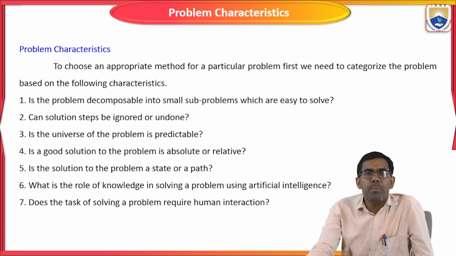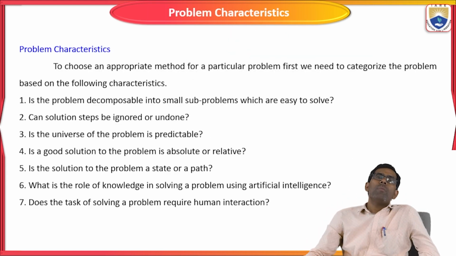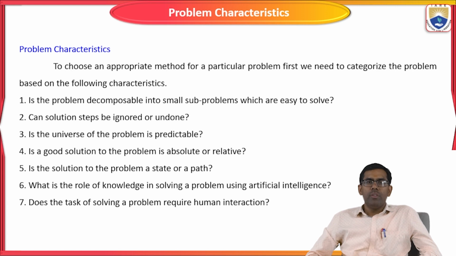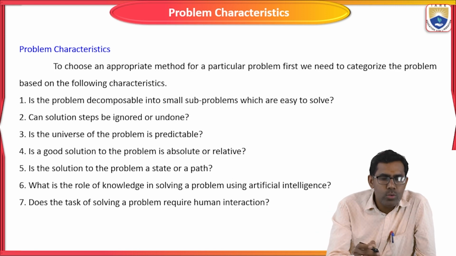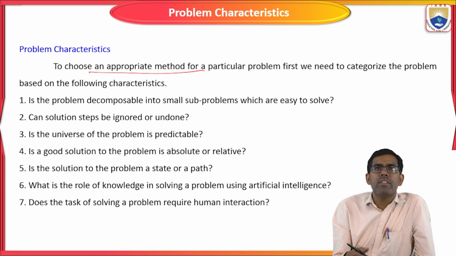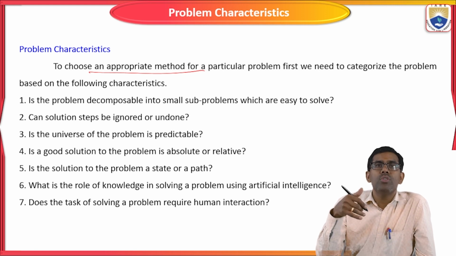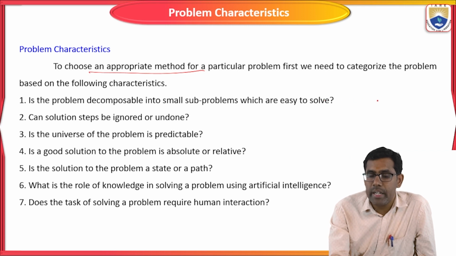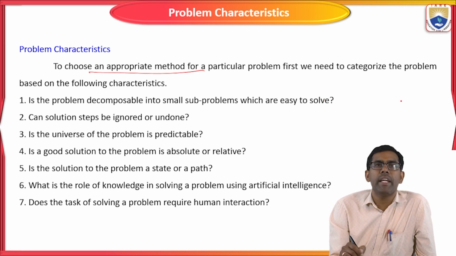Okay, the next one is the problem characteristics. What are the different categories available in a production system to solve some particular problem, that is, to choose an appropriate method? From this set of categories or characteristics, we are going to choose an appropriate method for a particular problem. First, we need to categorize the problem based on the following categories.